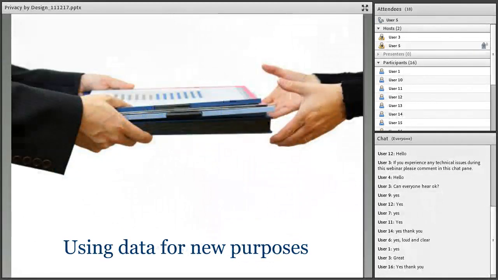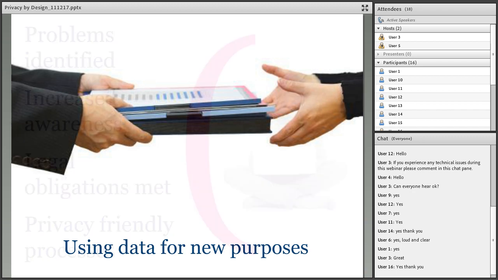Using data for new purposes is also an area where privacy by design is important. So if your charity has personal data which you collected for one purpose, but wish to use it for another, then privacy by design will help you to determine whether the new purpose can be achieved while still complying with the GDPR principles.